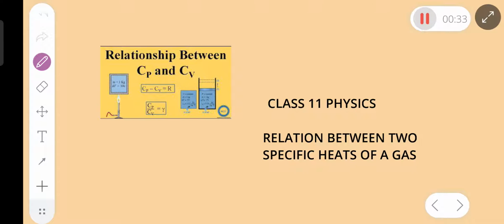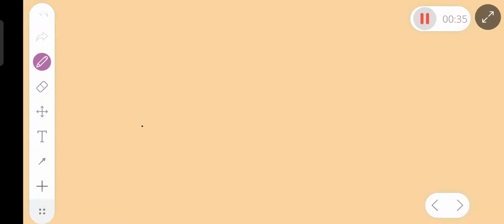Okay, so let's start. We will start from the definition of a specific heat. Specific heat is defined as the amount of heat required to raise the temperature of 1 mole of a gas by 1 degree Celsius. We can also define it as the amount of heat required to raise the temperature of a unit mass of substance by 1 degree Celsius. So specific heat and normal heat are related as dq equals mc dt or nc dt.